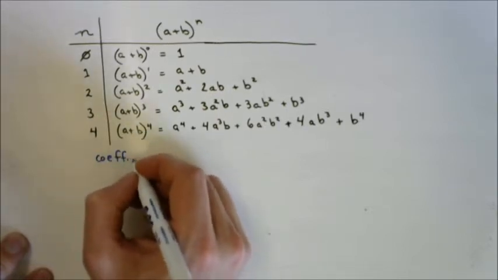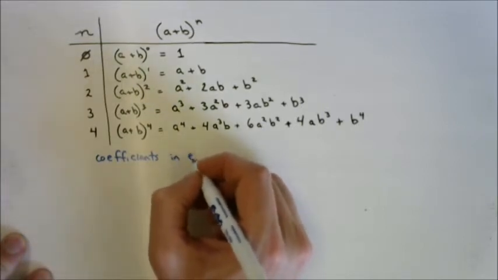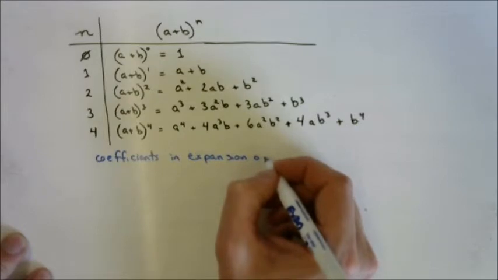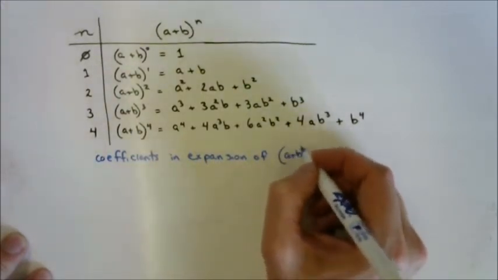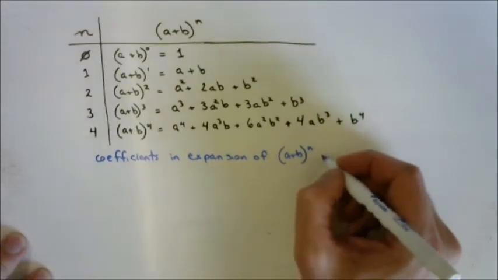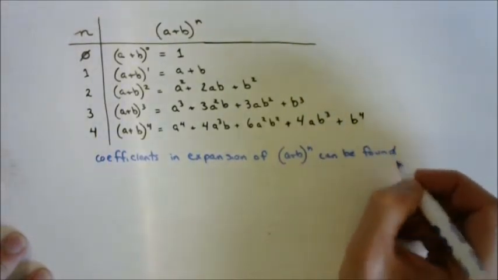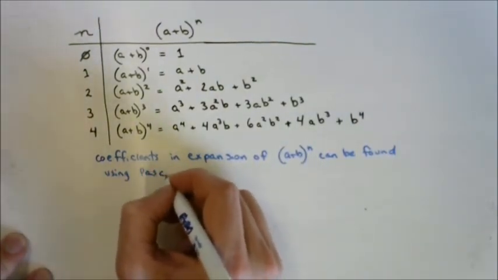One note is that the coefficients in the expansion of (a + b)^n can be found using Pascal's triangle.